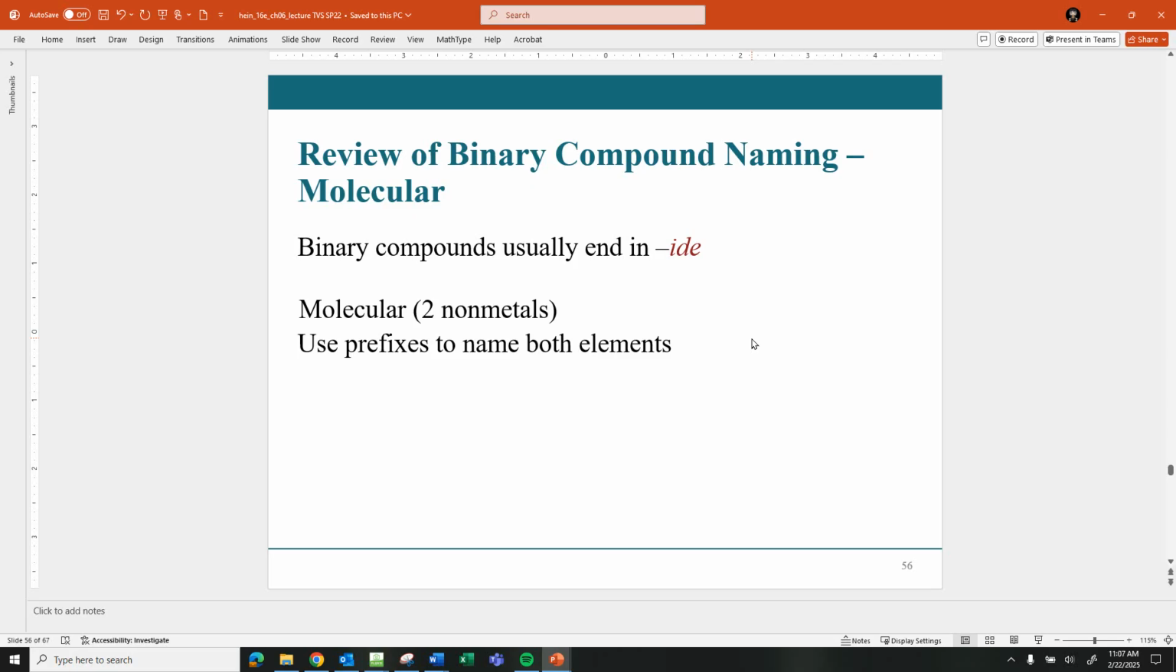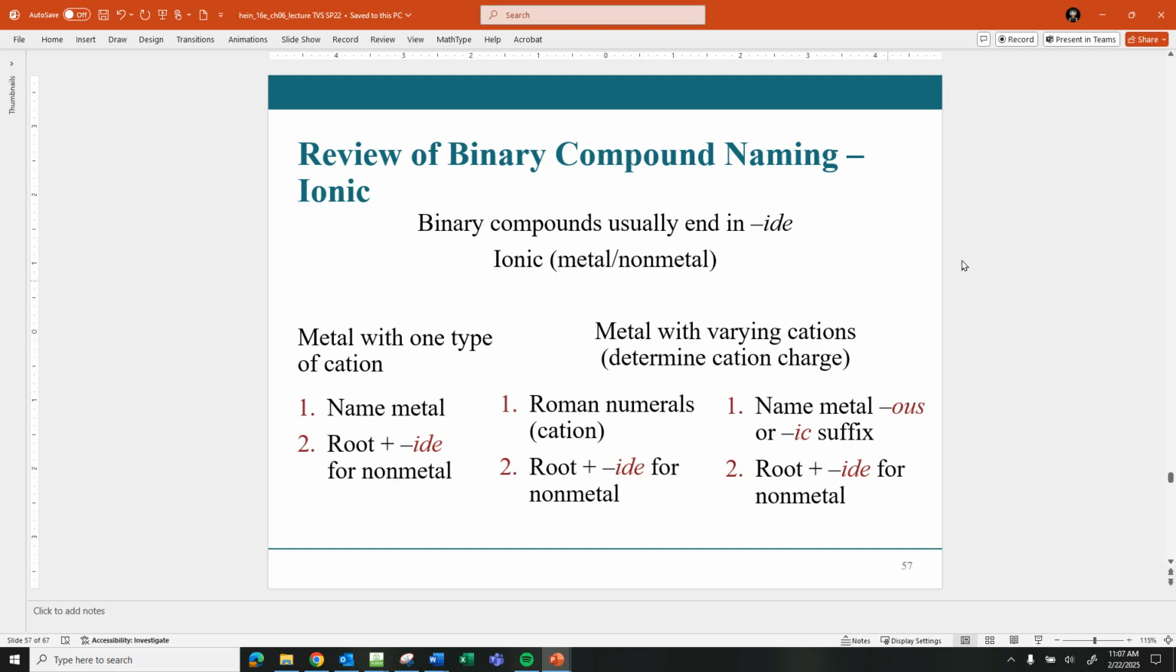Review the compound naming with molecular compounds. Always has an IDE ending on the second element. You use prefixes if there's more than one on the first element, but always on the second element. Let me get my mouse out of the way here. So, here's some rules, and again, you'll have the flow chart to do your homework and to do the in-class work.